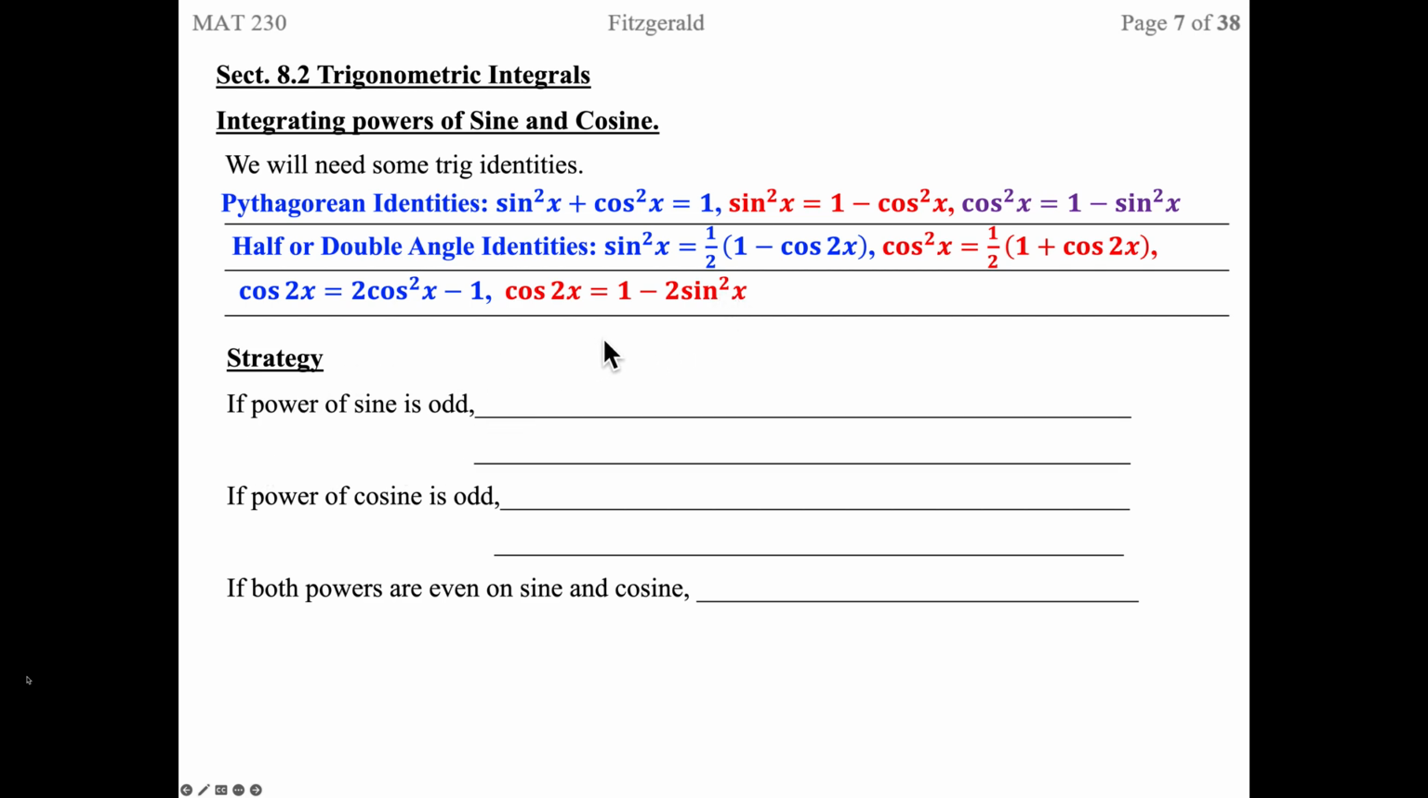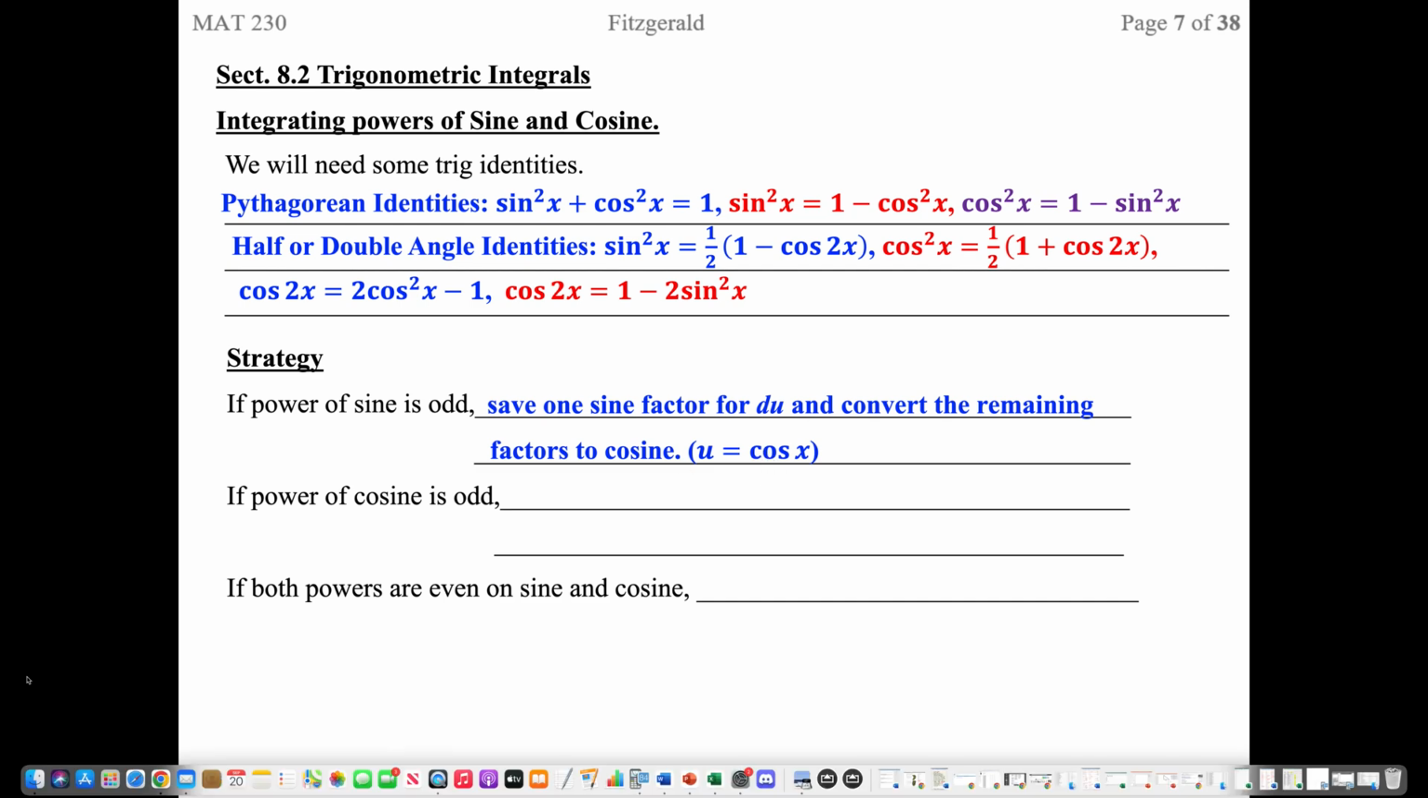So our strategies, and again, you can put this on your note sheet for the test. If the power of the sine is odd, then factor away one sine factor and save it for the du and convert the remaining factors to cosine. And we'll let u equal cosine of x. So when you take the derivative of cosine of x, you'll get negative sine of x.